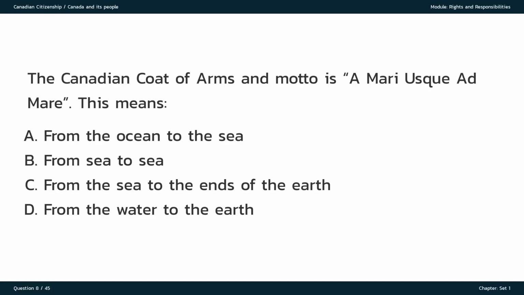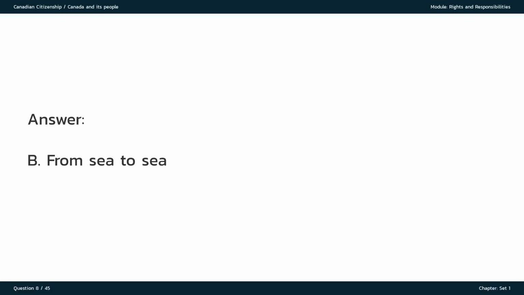The Canadian coat of arms and motto is A Mari Usque Ad Mare. This means A. From the ocean to the sea. B. From sea to sea. C. From the sea to the ends of the earth. D. From the water to the earth. The answer is B. From sea to sea.